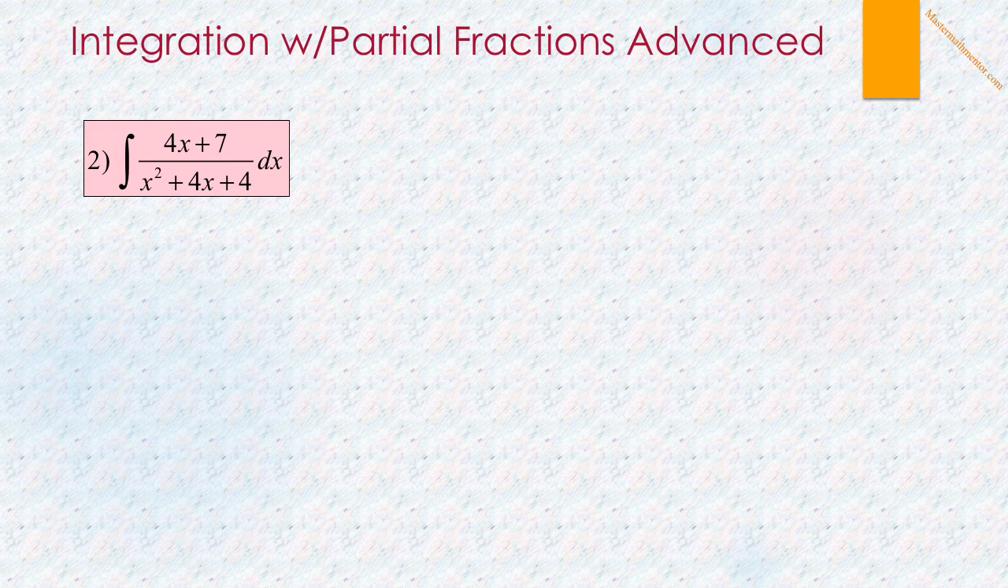In number 2, we're asked to integrate 4x plus 7 all over x squared plus 4x plus 4 dx. It is clear that u substitution will not work, because if u were the denominator, then du would equal 2x plus 4 dx, and we cannot pull that off. We also cannot do this by our traditional Heaviside method, as the denominator factors into x plus 2 quantity squared, which will have a repeating factor.